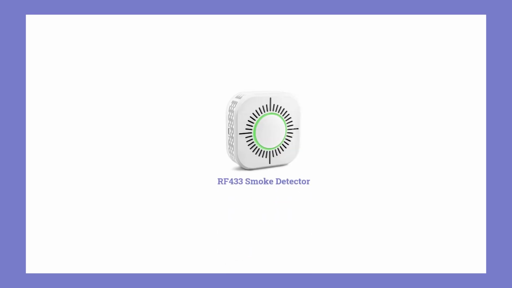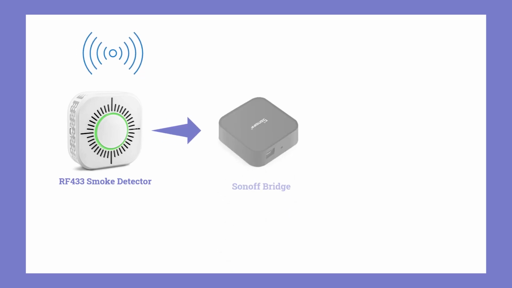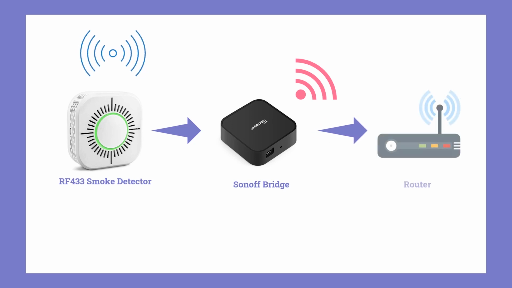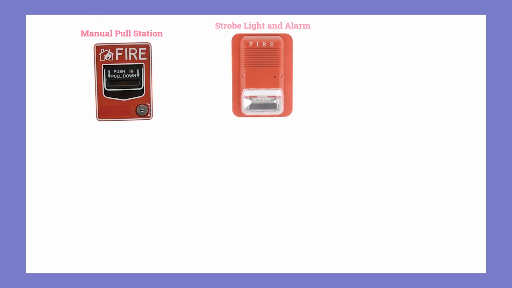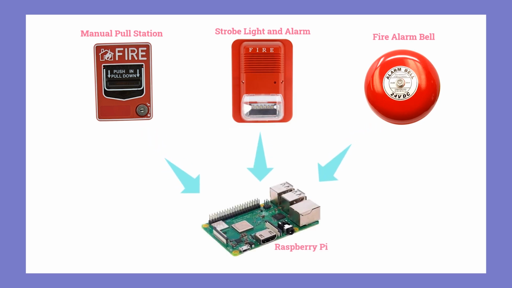The web-based FDAS adopts the use of wireless RF433 smoke detectors, which send RF signals once they detect the presence of smoke. These RF signals are converted by the Sonoff bridge to Wi-Fi signals, which are then recognized by the router where the bridge is connected. Like the standard and existing FDAS, this system is also incorporated with a manual pull station, strobe lights, and a fire alarm bell, which are also connected to the Raspberry Pi through a relay module.